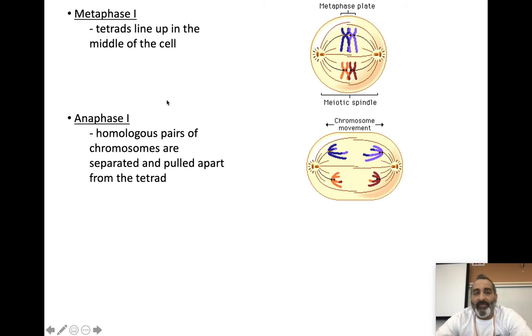Metaphase 1, they line up in the middle just like mitosis, but they're not just lined up single file like they are in mitosis. They're lined up as a tetrad, as a pair of chromosomes. All right, that's the difference.